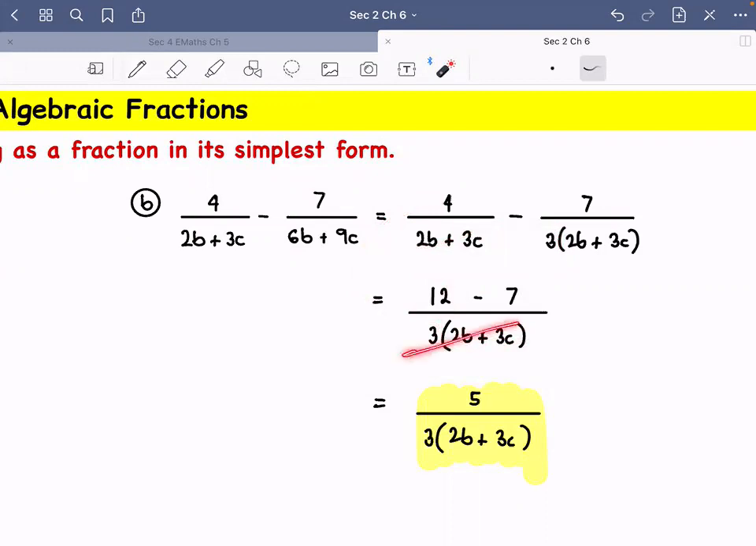And this divided by this, so this is basically cancelled. So what's left? We have 7. So 12 minus 7 is 5 over 3 times 2b plus 3c. Okay, so this is your answer for letter B.